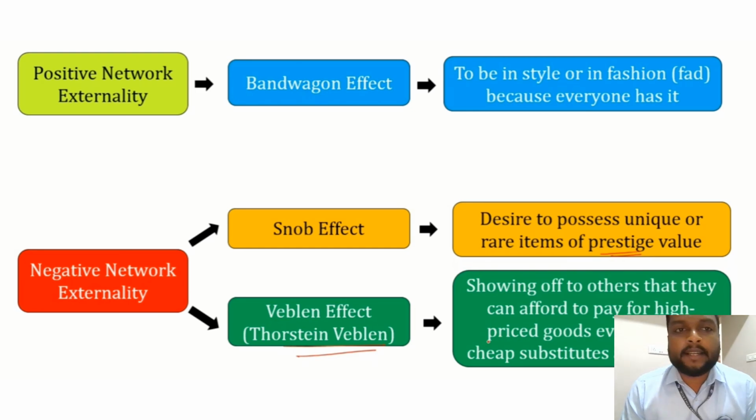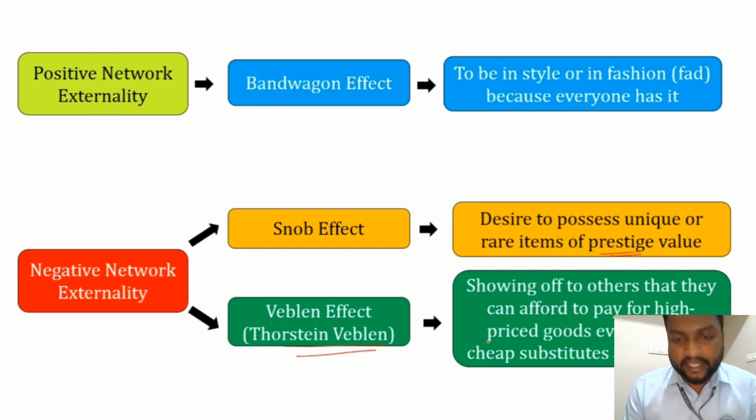One example of positive network externality is bandwagon effect. So bandwagon effect is basically an example of positive network externality. For example, social media, we can take the example of Instagram. If only you are using Instagram, you might not be very interested to download this application and use it. It's only because more people are on Instagram that you are using Instagram. So that is an example of bandwagon effect. It is basically to be in style or in fashion because everyone is doing that and you are just following that. That is bandwagon effect.